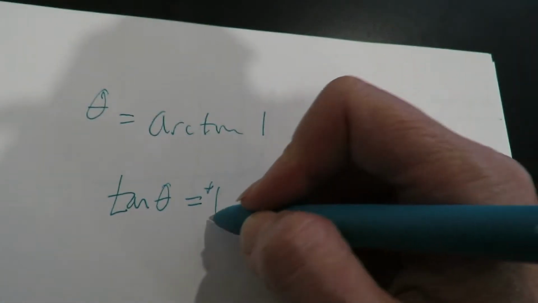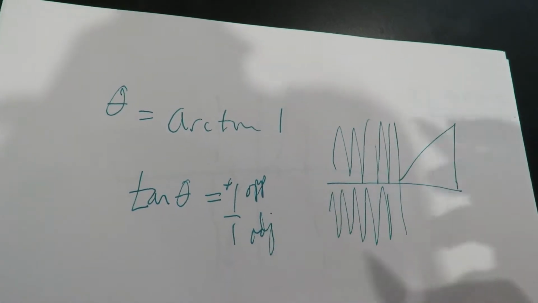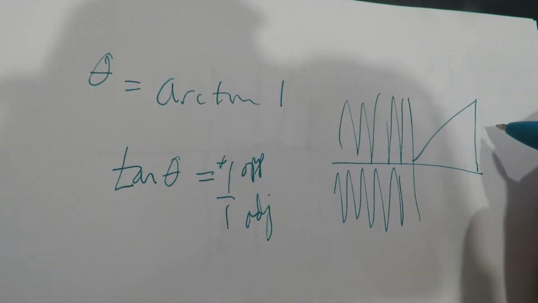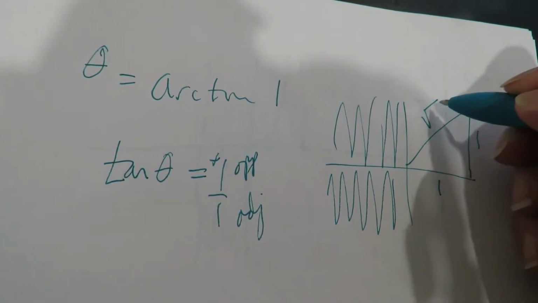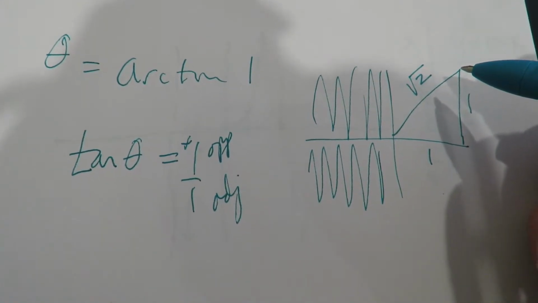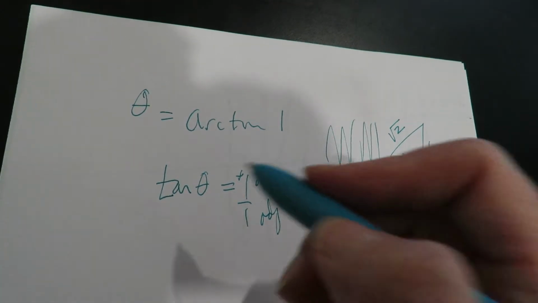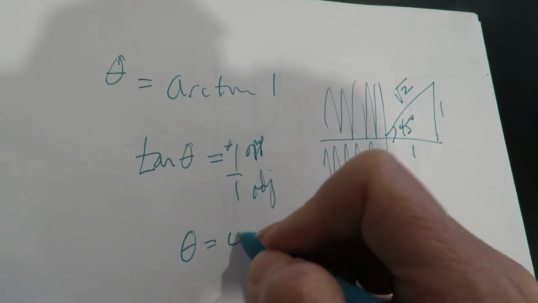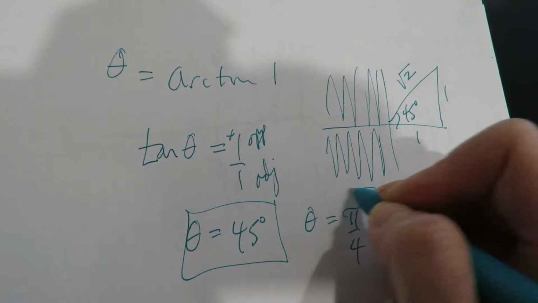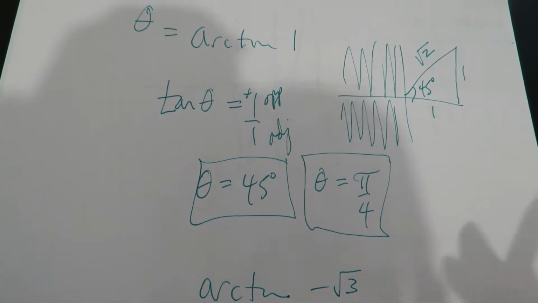Okay, so this means it's 1 over 1. So we've got the opposite over the adjacent. Again, it's positive because you're in quadrant 1. The opposite is 1. The adjacent is 1, which means the hypotenuse has to be radical 2. So you guys know that this is your 45-45-90. So it's 45 degrees, or in radians, which I think is better, but no worries when you're first learning something. Either give it to me in degrees or radians.